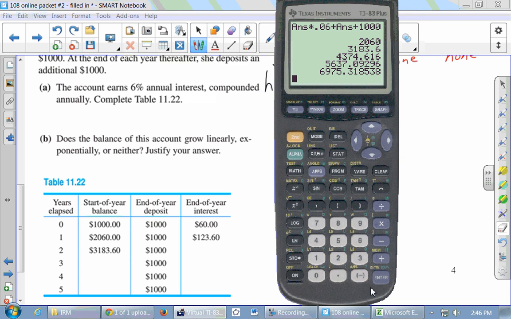Okay, so filling in the blanks with the numbers that we just found. So here in number 3, 4374 and change. And if you want to find the interest, well, you can just subtract the numbers in the first column here, the start of your balance. And so I'll fill in the numbers here.